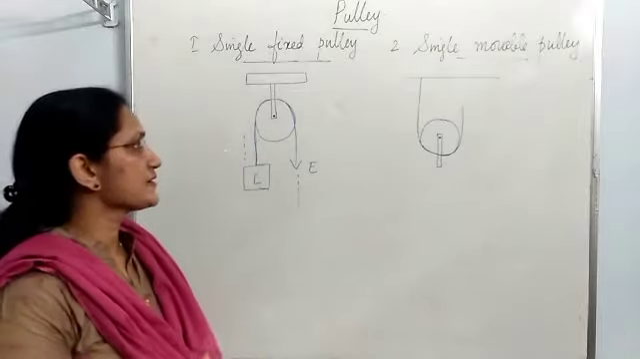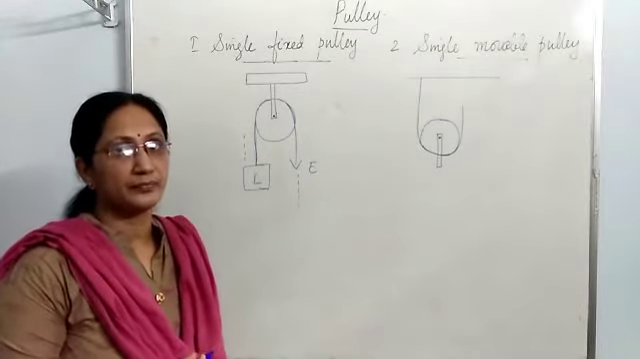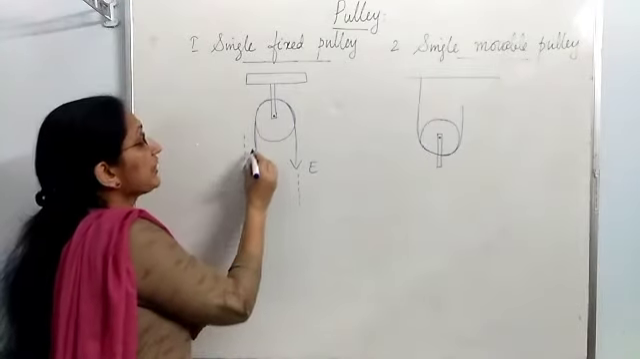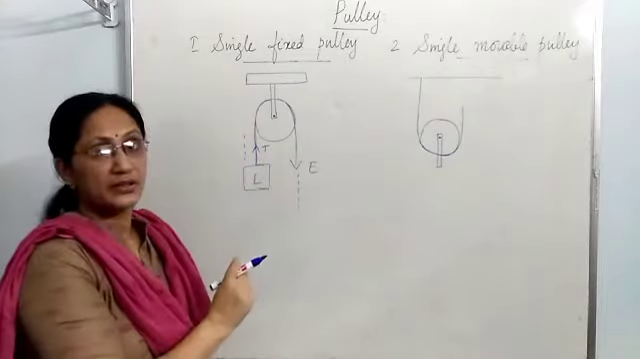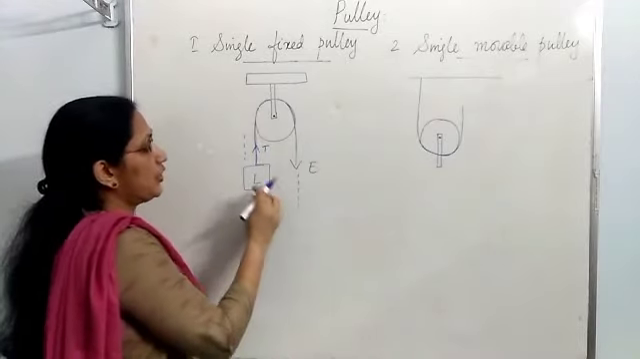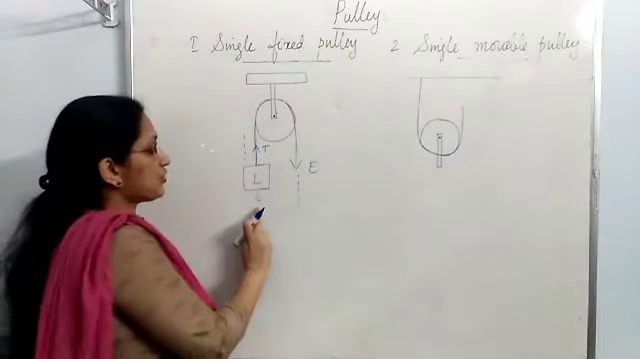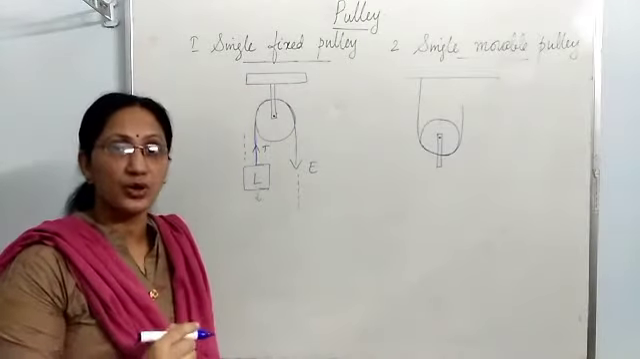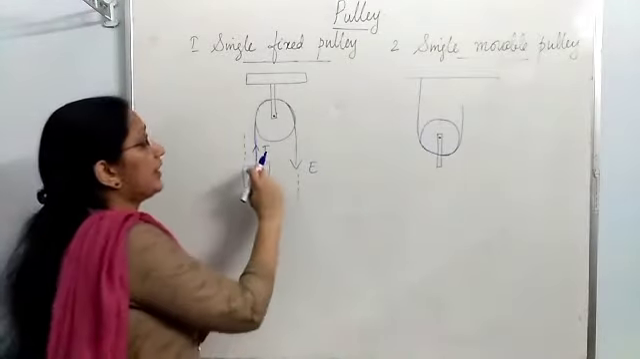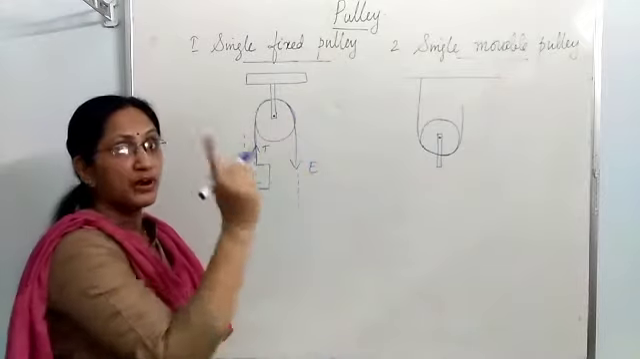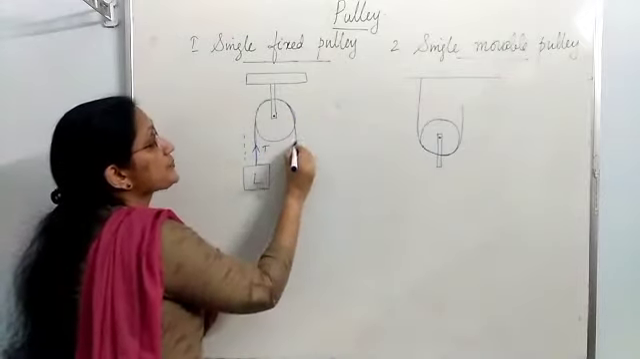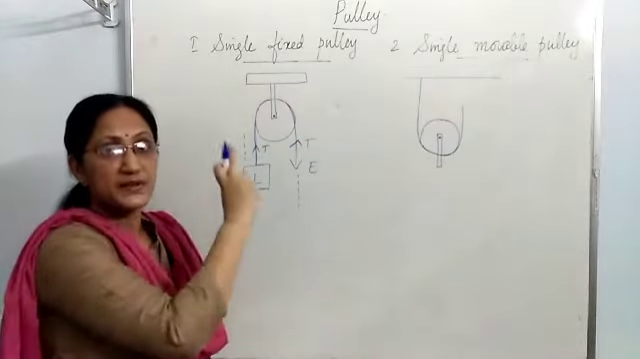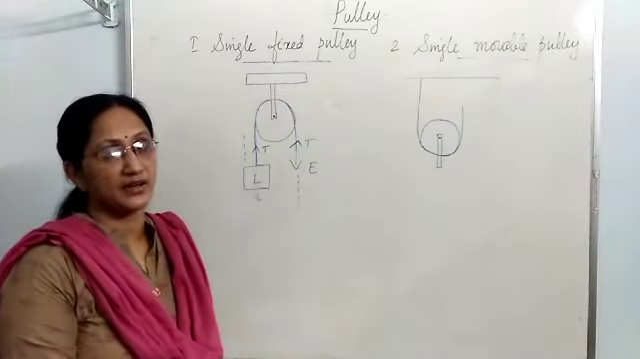Now let us see what its MA and VR are. Since some load is hanging here, some tension will act on the rope segment in the opposite direction of the load. Load is the weight, and weight always acts downward. In its opposite direction, there will be some tension acting on the rope segment. Since we use only one rope segment, the same tension acts everywhere on the rope, in the same direction.